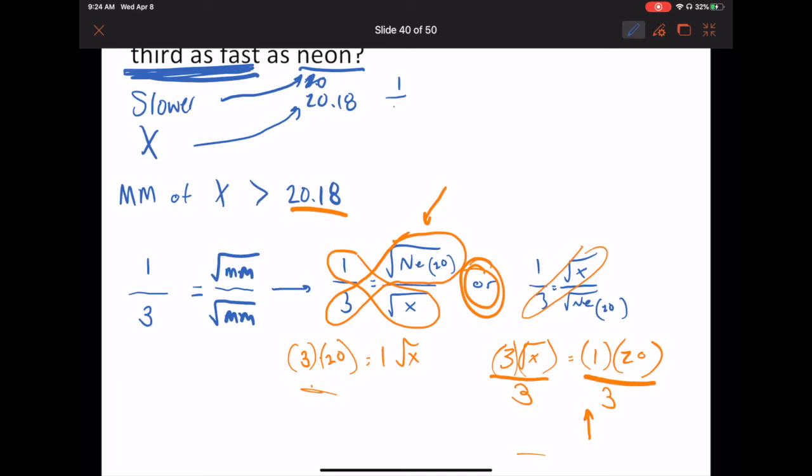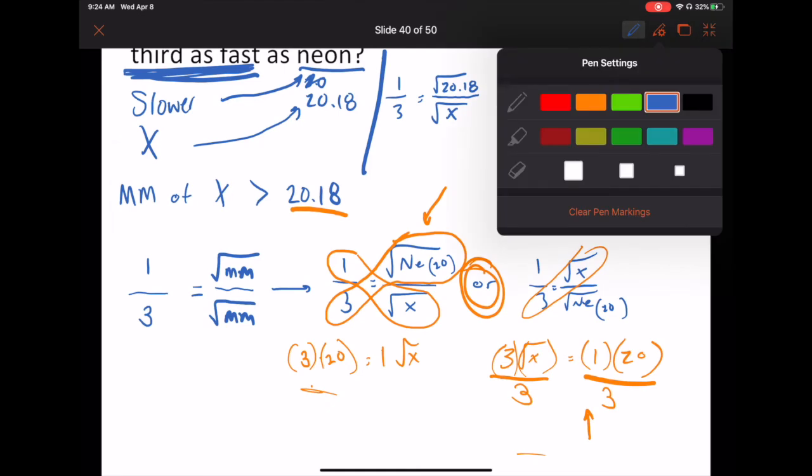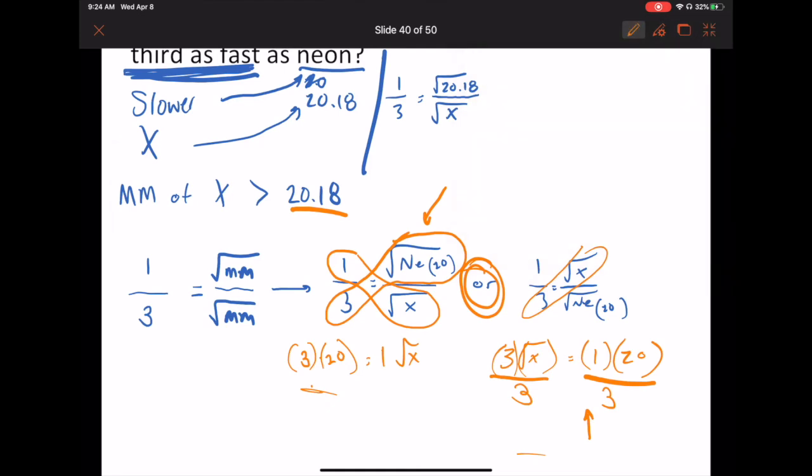So 1/3 equals, I'm going to put neon on top, which is 20.18, and then I'm going to put the x on the bottom. Now, how do we solve this problem? Well, we need to get rid of the square root, right? So I'm going to square everything.